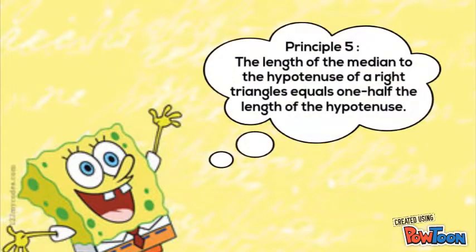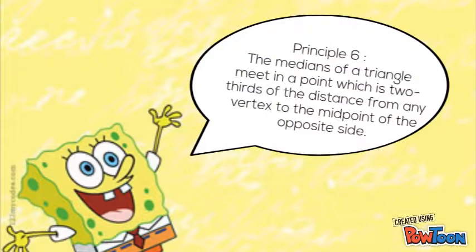Principle 5. The length of the median to the hypotenuse of a right triangle equals 1/2 the length of the hypotenuse. Principle 6. The medians of a triangle meet in a point which is 2/3 of the distance from any vertex to the midpoint of the opposite side.